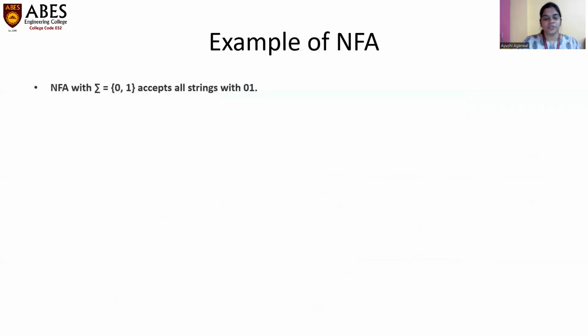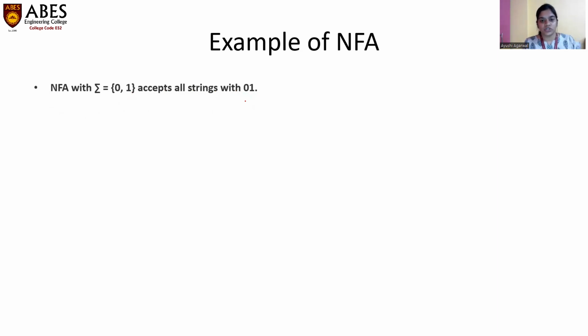Now let's move on with one example question. Now let's see this question. This question is stating that you need to draw an NFA with epsilon. Epsilon means input symbols. Over here, input symbols are 0 and 1. It accepts all strings with 0, 1. So over here, you need to draw an NFA that will accept the strings which consist of inputs of 0 and 1 and have a combination of 0, 1.